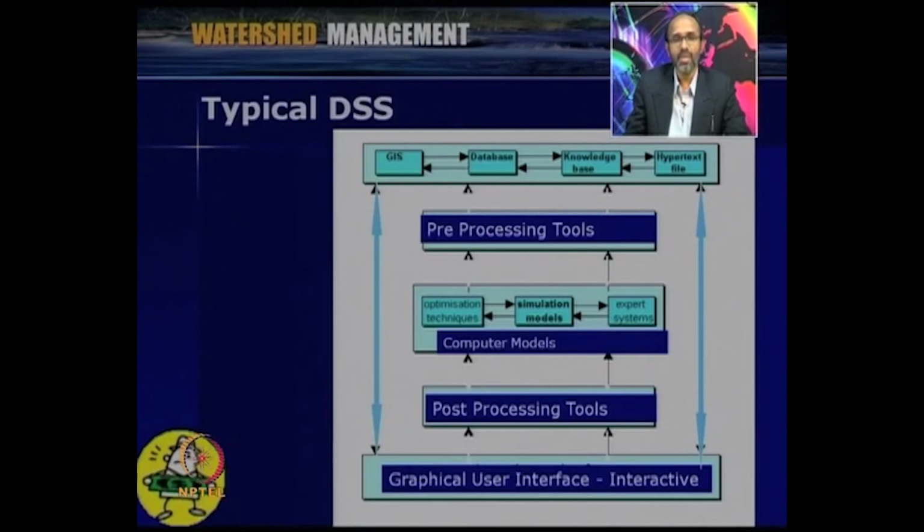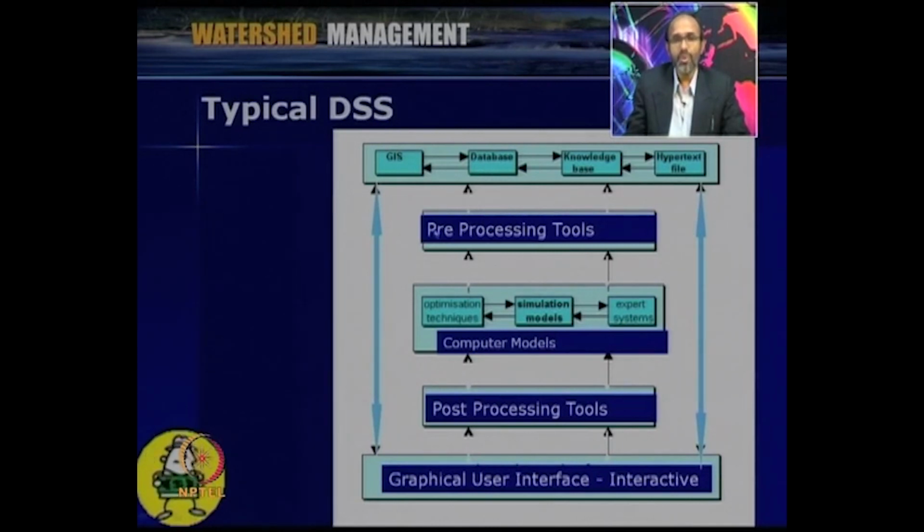Most of the time, when we deal with watershed or water related issues, GIS is always a good pre-processing tool. So, GIS will be one of the components, and then based upon the available data, a database can be generated, and then a knowledge base where the appropriate data can be put and corresponding pre-processing can be done. That is the so-called knowledge base, and then a corresponding hypertext file where anybody can look into those files and add comments. So, one of the important parts of a typical decision support system is the pre-processing tools as listed here.